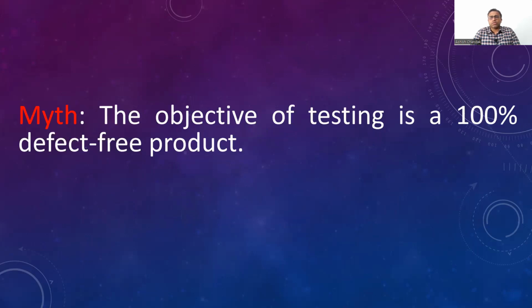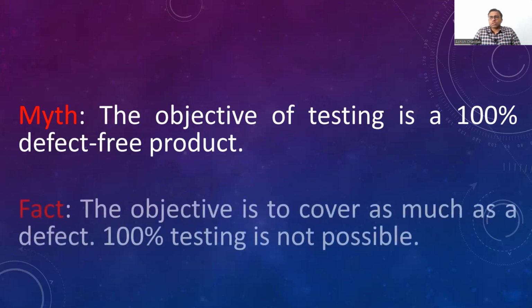Then next is that the objective of the testing is a 100% defect free product. People think that through testing 100% of defects can be removed, but in actuality no product is 100% perfect. There are always errors. Through testing we can remove as many bugs as possible, but removal of 100% of bugs is not possible.